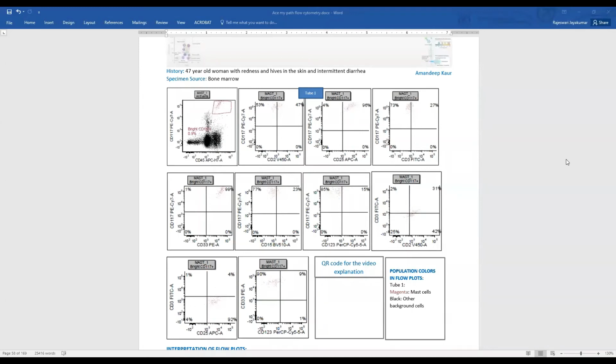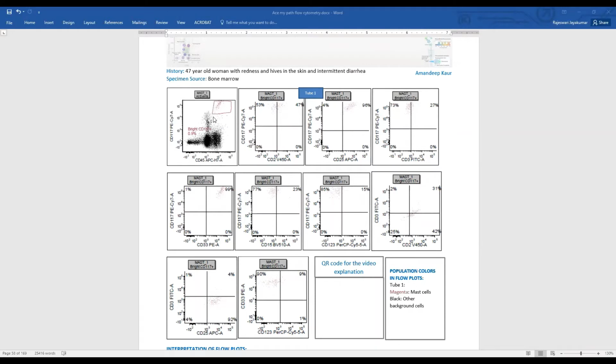Hello everyone, we are now going to go over the bone marrow flow cytometry from a 47-year-old woman who presents with redness and hives in the skin, and she complains of intermittent diarrhea. So we are not showing other panels, we are just showing a specific panel here, which is relevant to the patient's history. So if you see the first plot, this is CD45 versus CD117.